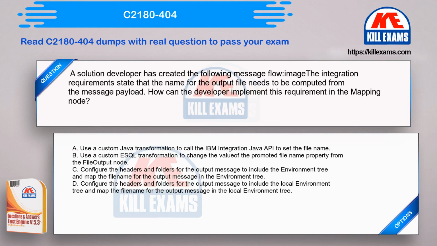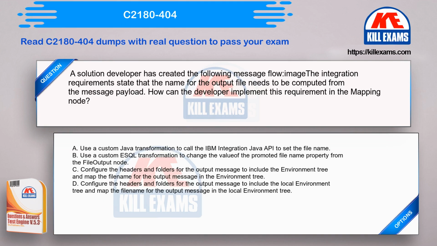Option A. Use a custom Java transformation to call the IBM Integration Java API to set the file name. Option B. Use a custom ESQL transformation to change the value of the promoted file name property from the file output node. Option C. Configure the headers and folders for the output message to include the environment tree and map the file name for the output message in the environment tree.